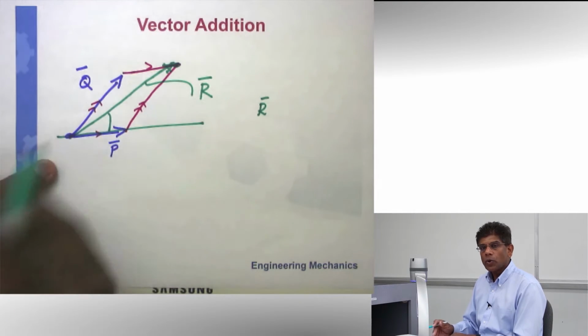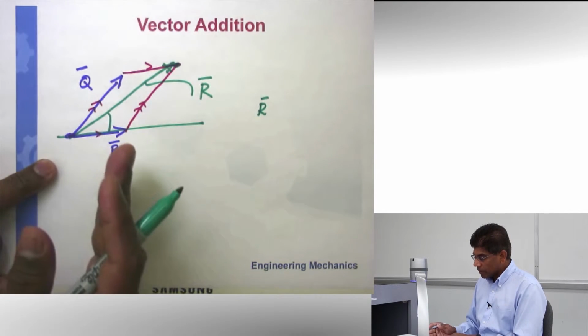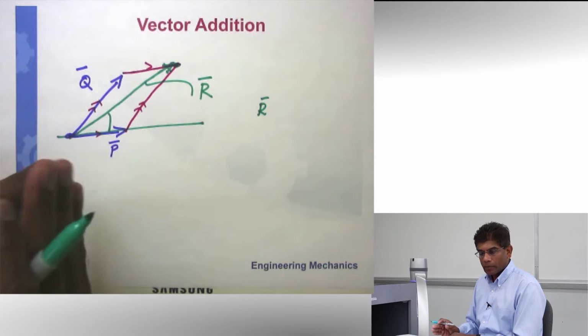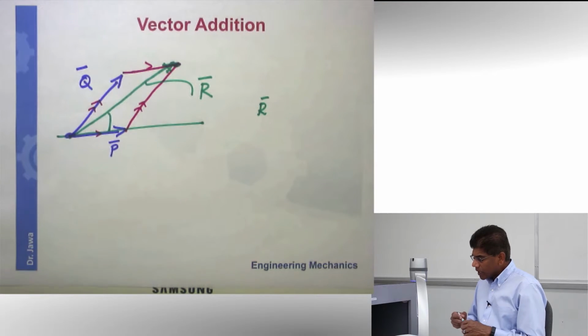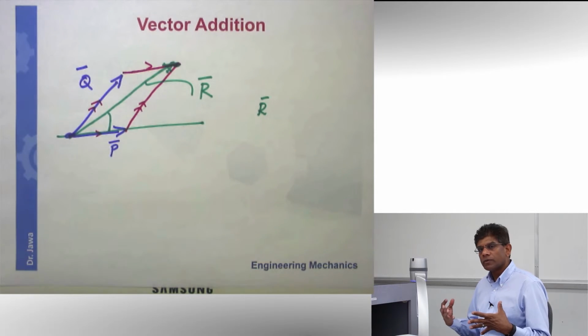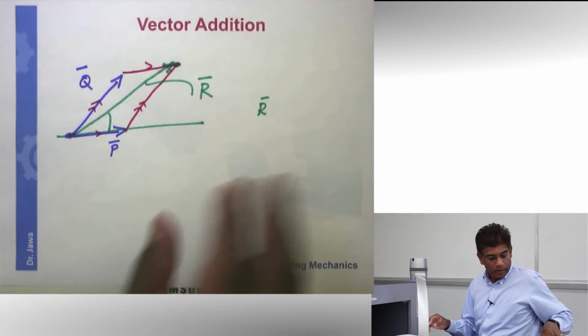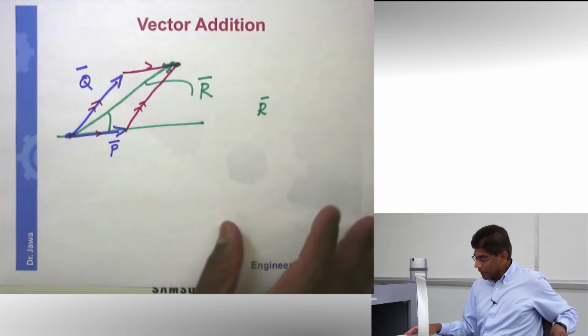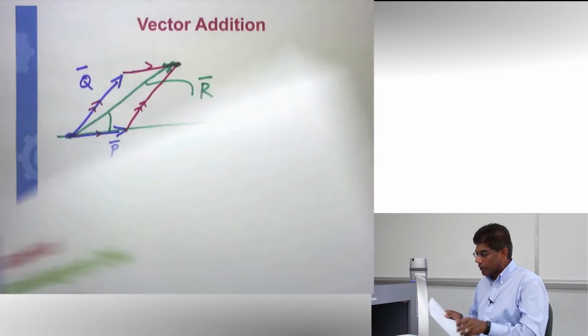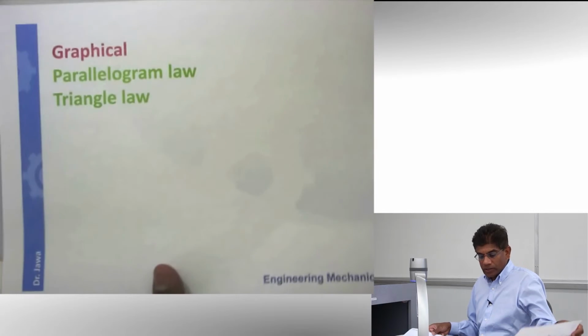So this is how you add vectors using the parallelogram method by drawing parallel lines. Now, there is also another approach which is effectively the parallelogram approach, but sometimes people use a different word, triangle. And what does that mean? Well, basically you draw a triangle instead of a parallelogram, but you get the same answer.